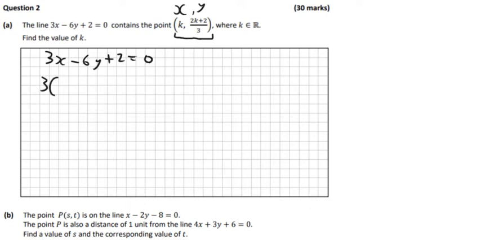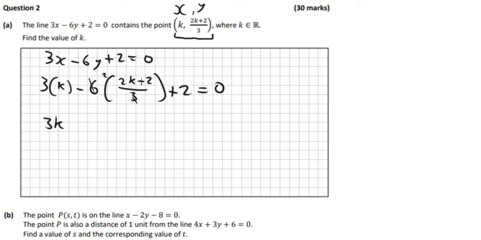So I'm going to sub in k for x, minus 6 times, and then it's (2k plus 2) over 3, plus 2 at the end equals 0. So I get 3k, and then this 6 and 3 will cancel out, so you're left with 2 times (2k plus 2), so that'll be minus 4k minus 4 plus 2 equals 0.